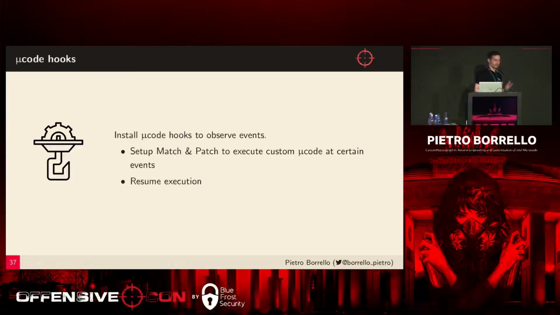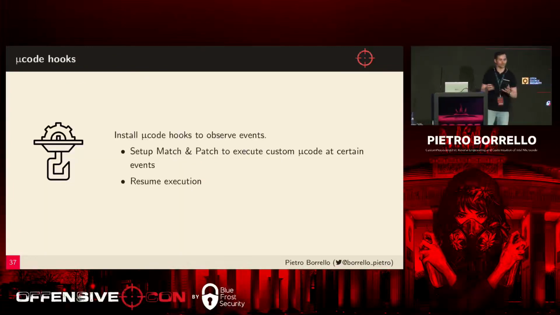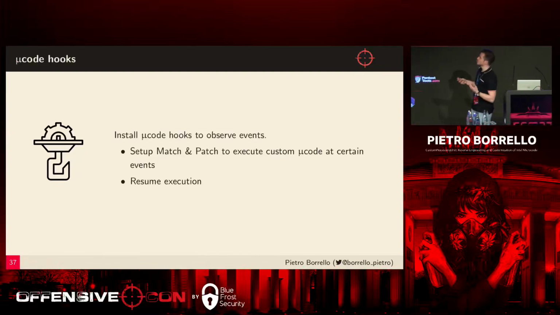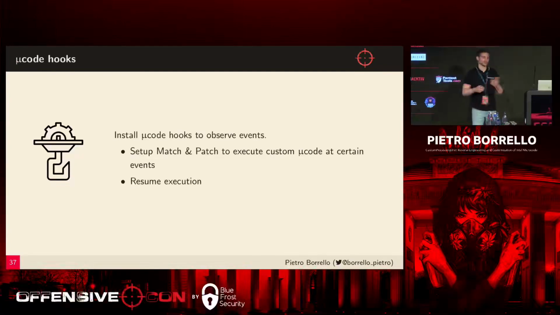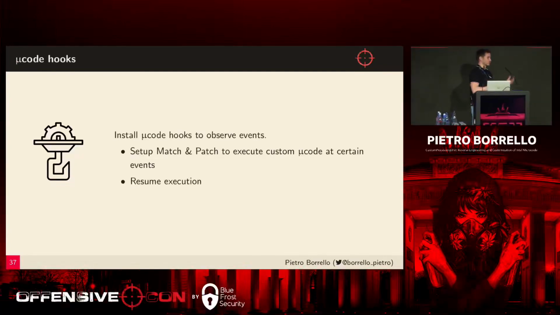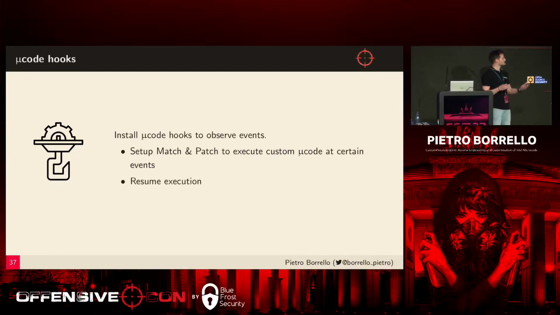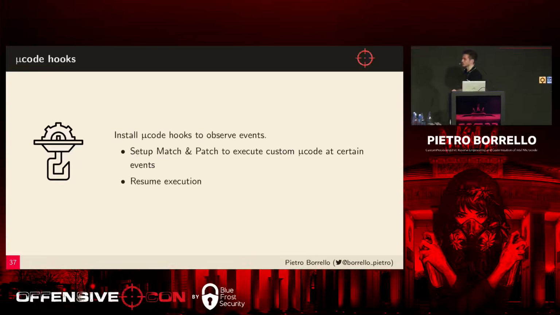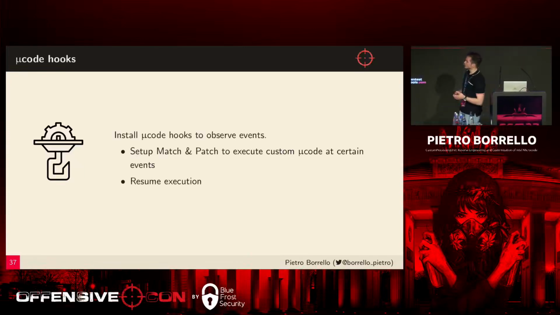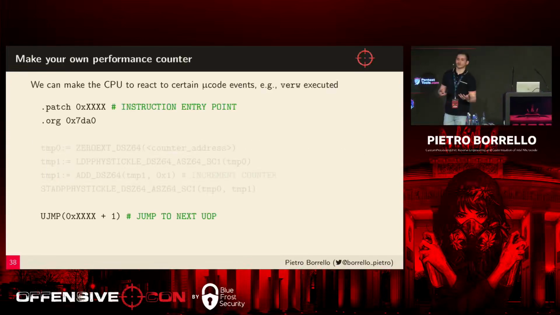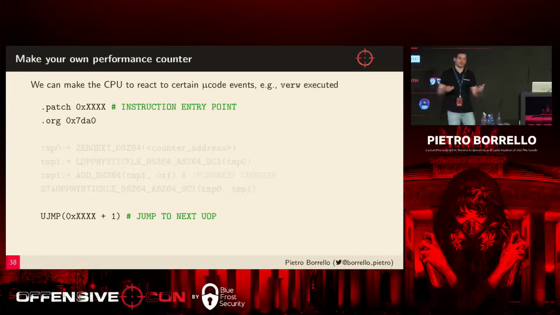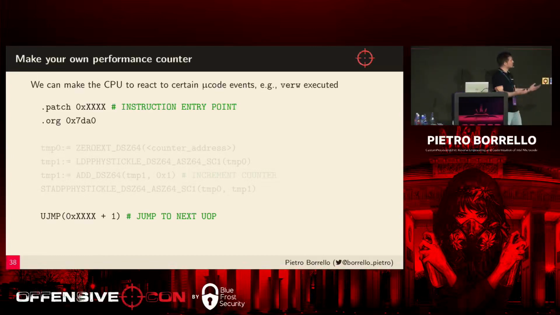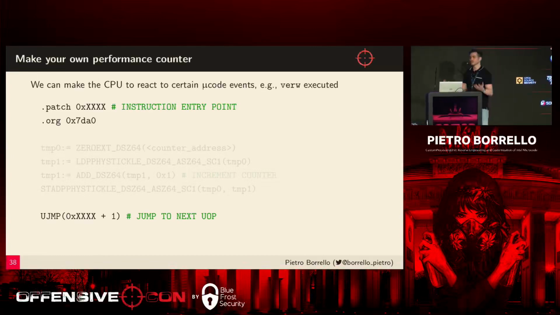So I think you have had enough of microcode patches. Let's talk about microcode hooks. The idea here is that we can install hooks in the microcode to observe CPU events. For example, we can set up the match and patch to trigger microcode routines that we decide on some events happening inside the CPU, and then just resume execution. With microcode hooks, we can implement our own performance counters if we want to observe something that Intel didn't decide that we could observe. We can introduce a novel performance counter as we wish to observe CPU events.